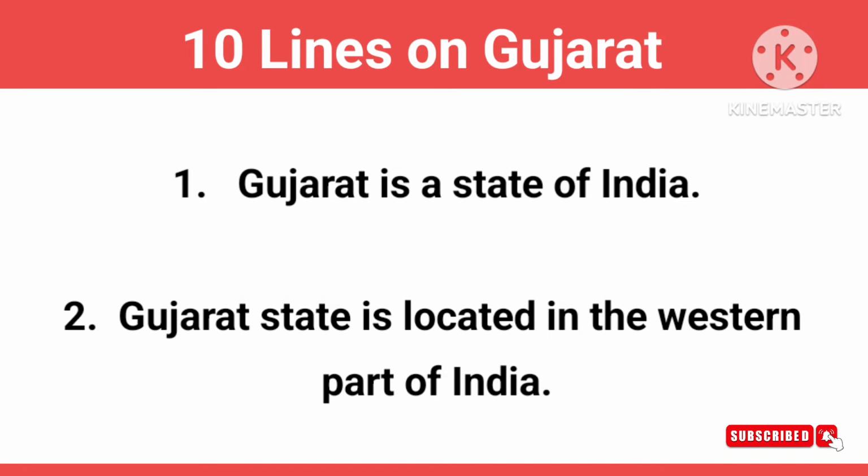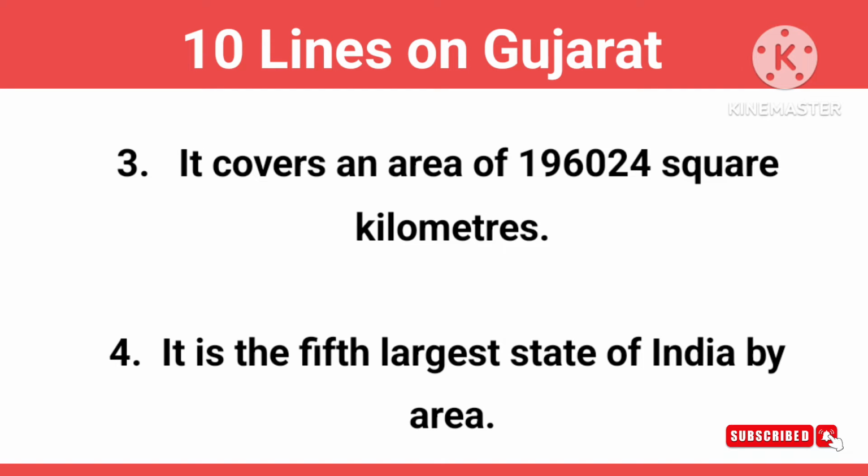Gujarat is a state of India. Gujarat state is located in the western part of India. It covers an area of 196,024 square kilometers. It is the fifth largest state of India by area.